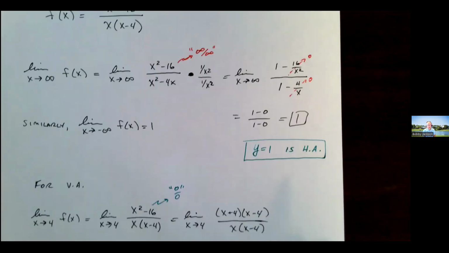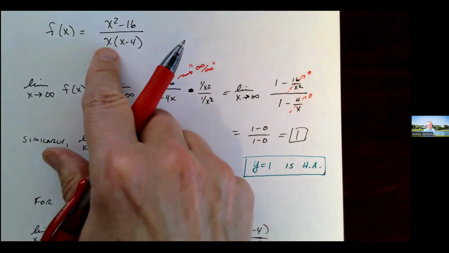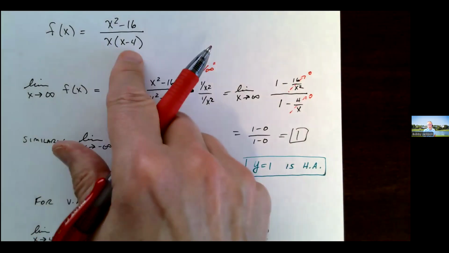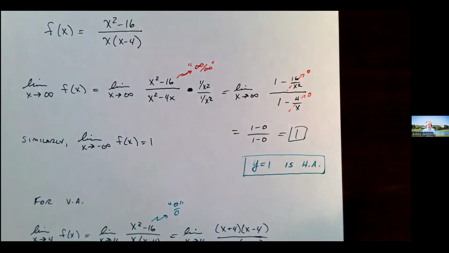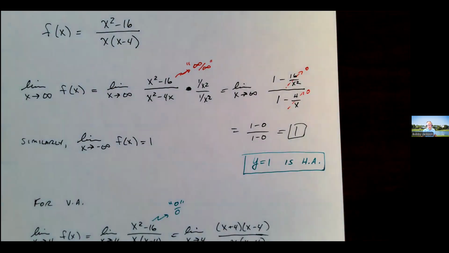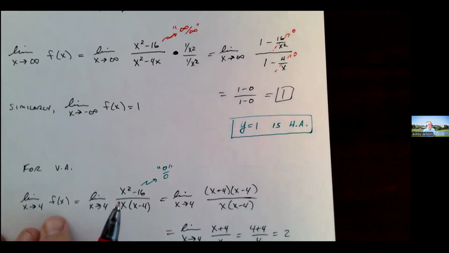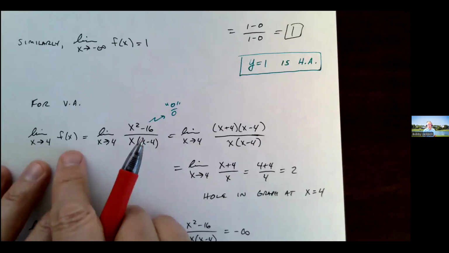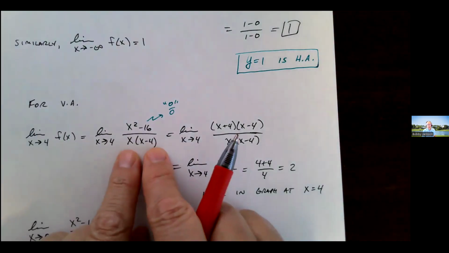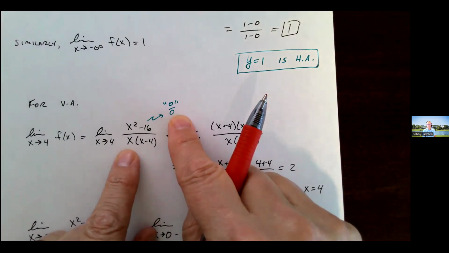Now, for vertical asymptotes, the candidates are basically 0 or 4, right? Because that's when the denominator is 0. That's when we can possibly have a vertical asymptote, right? If the denominator is not 0, that must mean we're going to get a real output for the function. So I'm going to take a look at 4 first of all. Limit as x approaches 4 of this function. And when I plug in 4, I get 0 over 0. That should indicate more than likely we've got a hole. Let's see if we can simplify.